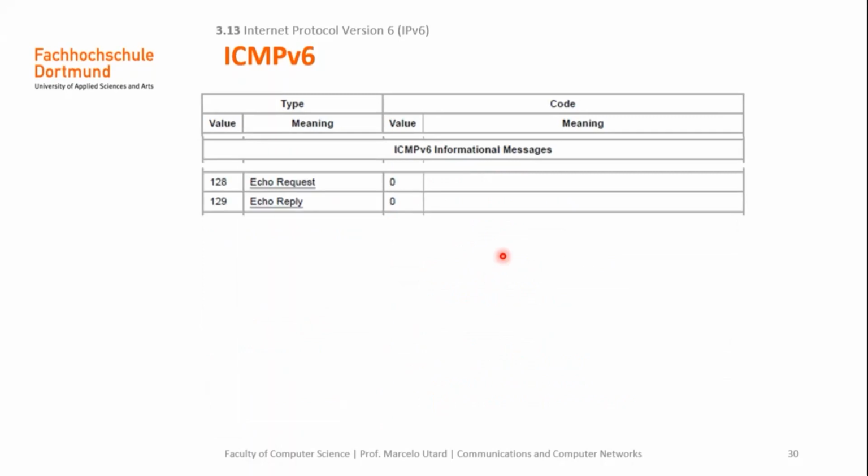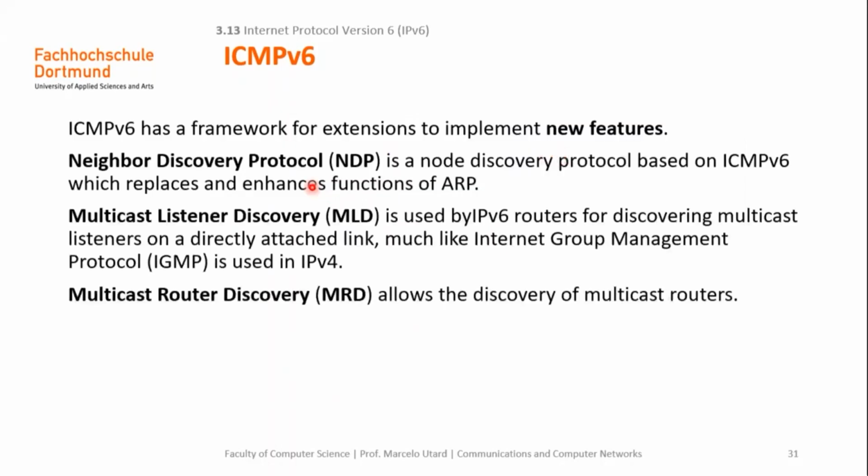And these are typically the ICMP information messages. Like in the previous version 4, there are echo request and echo reply, which are often used, for instance, in commands like ping or traceroute. But there are a lot of other informational messages, for instance, in order to implement other diagnostic and configuration functions.